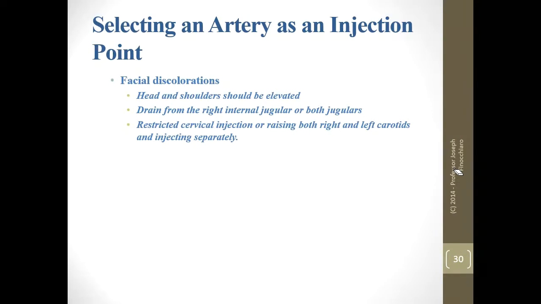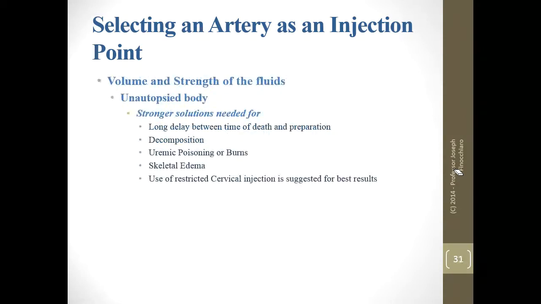Raise the head and shoulders up, get the blood and the fluid out of the head and into the chest, let the gravitation do its job, and then inject via restricted cervical, drain from the internal jugular so you can get as much of the stuff out as possible. Probably going to be wanting to use certain types of drainage, which we'll study later. All these things need to be working in your head at all times.